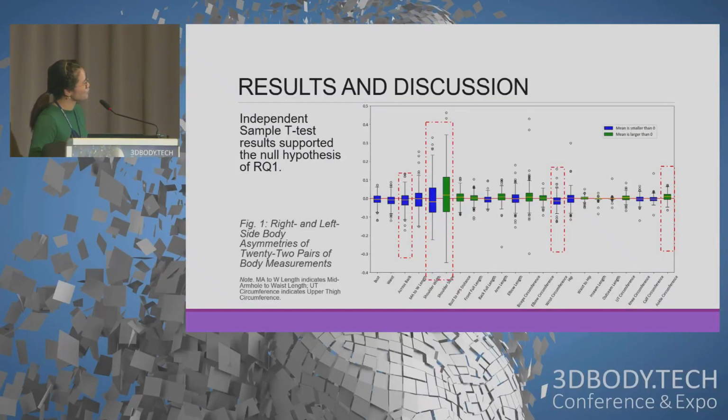That's what we found. Regarding my research question 1, what we found supported the null hypothesis, which is expected. If not, then the whole practice of only doing patterns for one side of the body would be questionable. However, we did find something interesting.